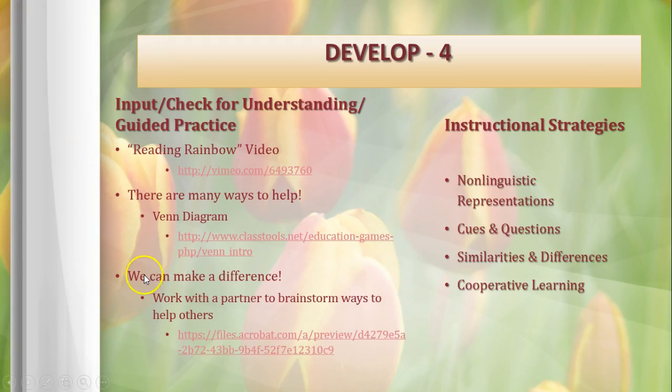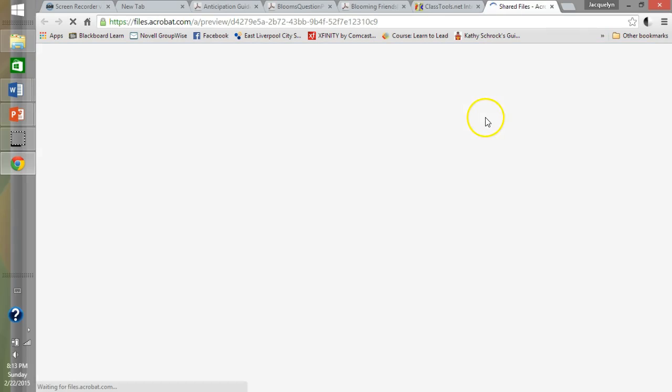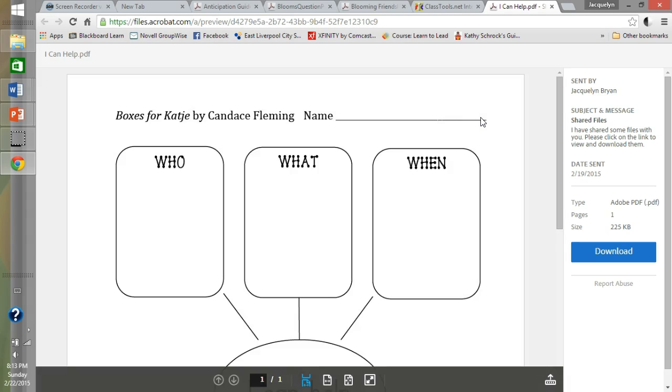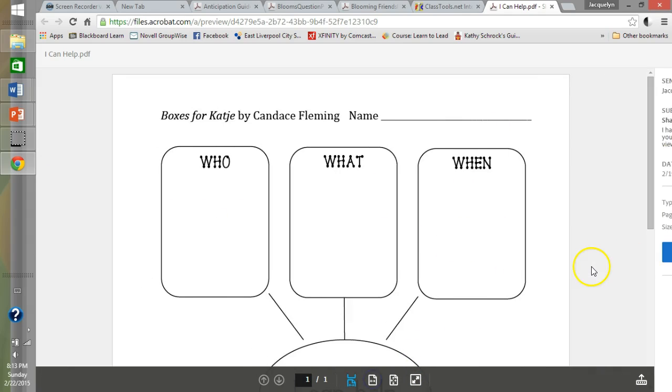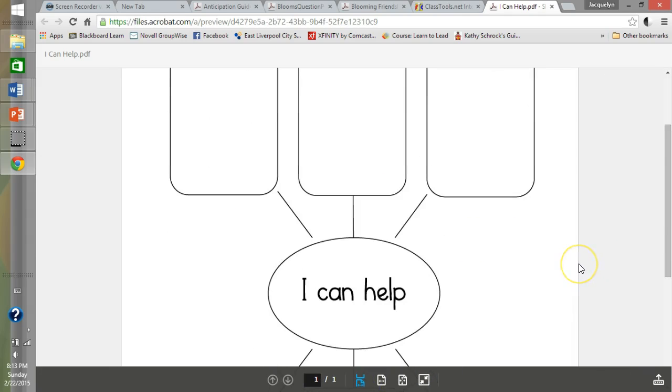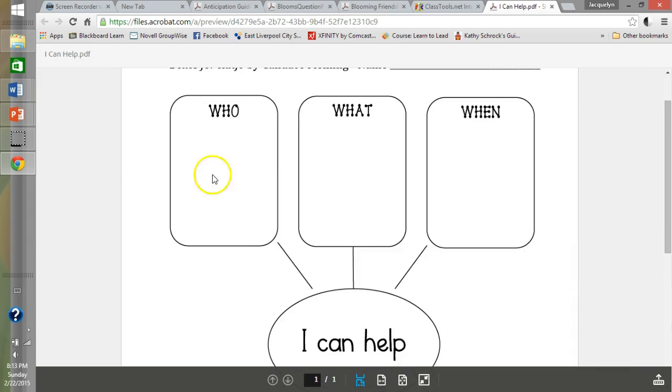We're to the point now where we can make a difference. We're going to work together and brainstorm ways that we can help. Once again, we'll start with an organizer on the whiteboard and let the kids go from there depending on the day. What I'm looking for is for them to tell me how they can help. For second graders, it makes it easier to highlight those WH questions.